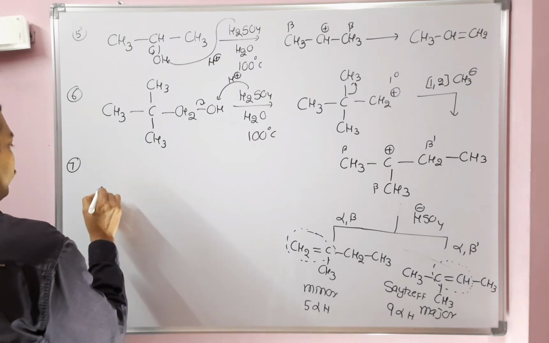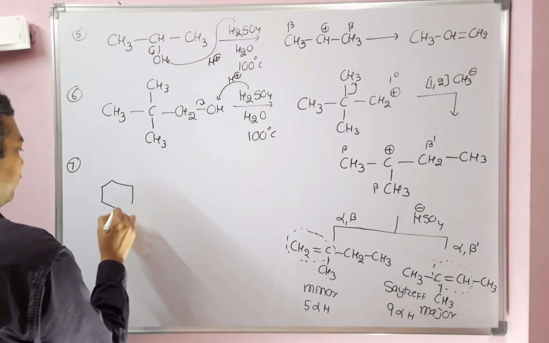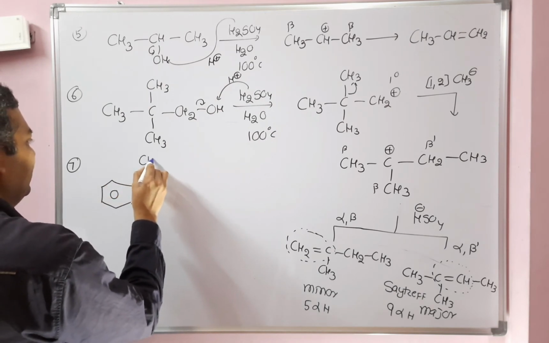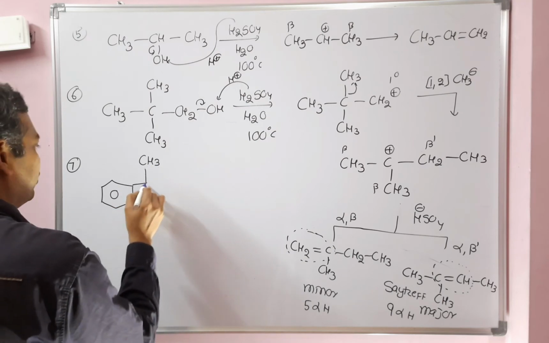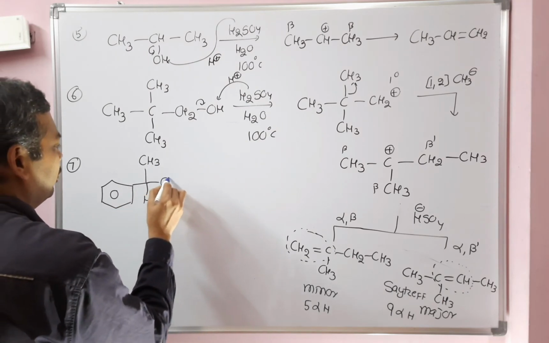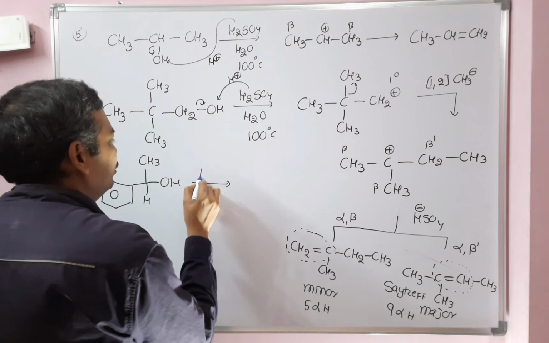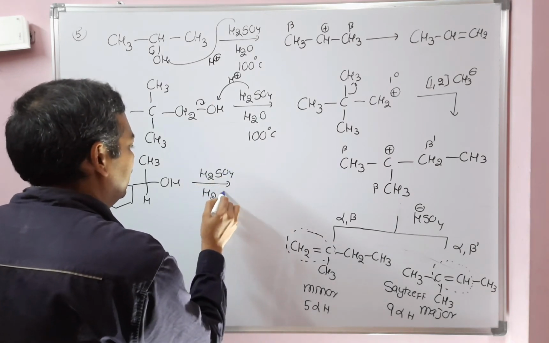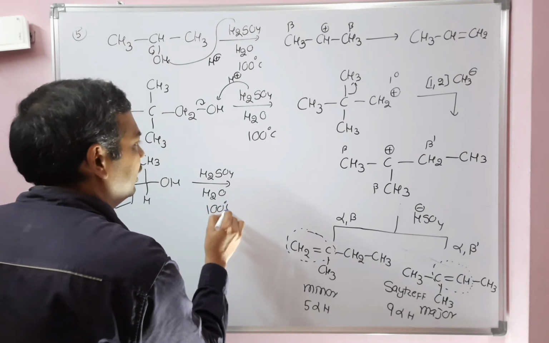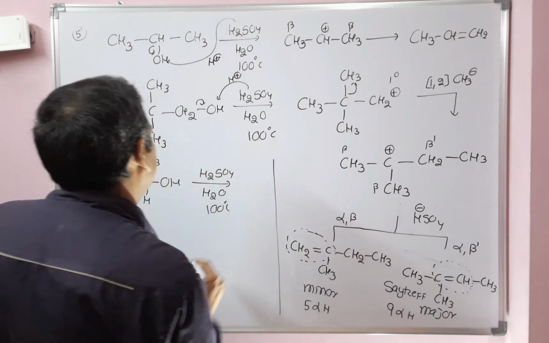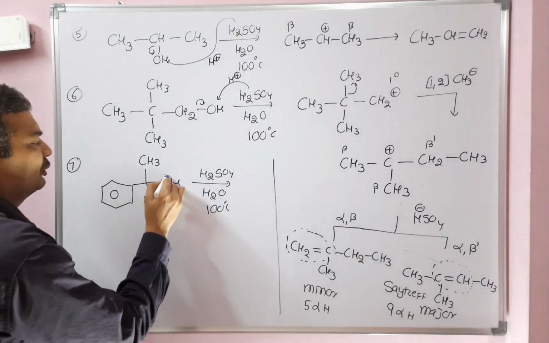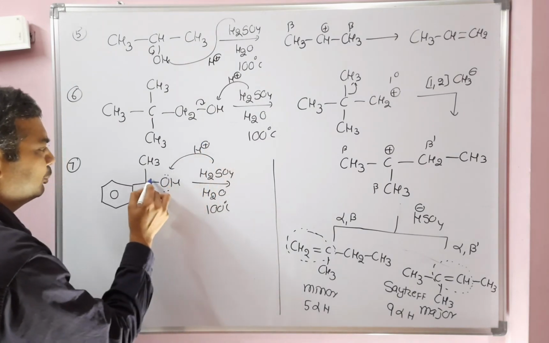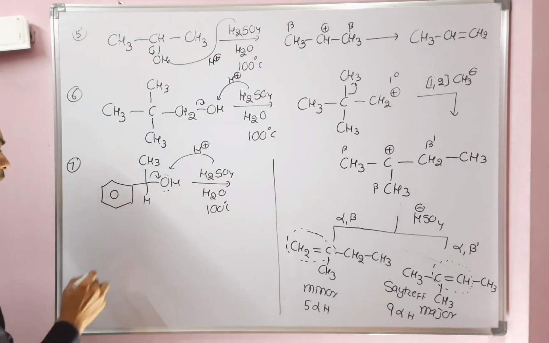Right. So phenyl ring, CH3, hydrogen and OH. When it reacts with H2SO4, water and 100 degree centigrade. Okay, 100 degree centigrade. Write the product obtained. Now, in the first step, what is happening? H plus will attack on this alcohol. So OH2 plus will form. After that, water will be eliminated.